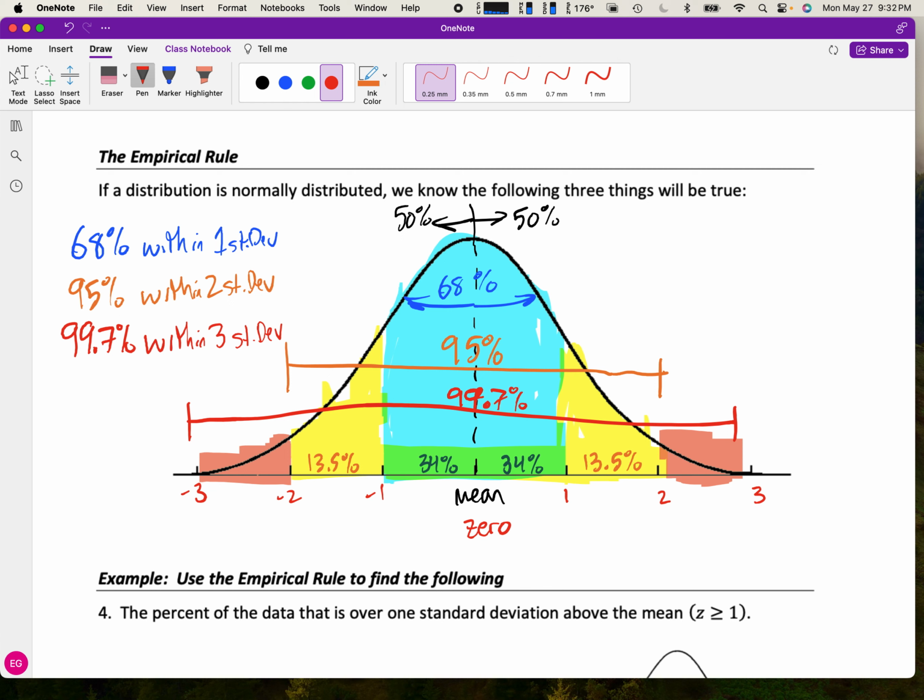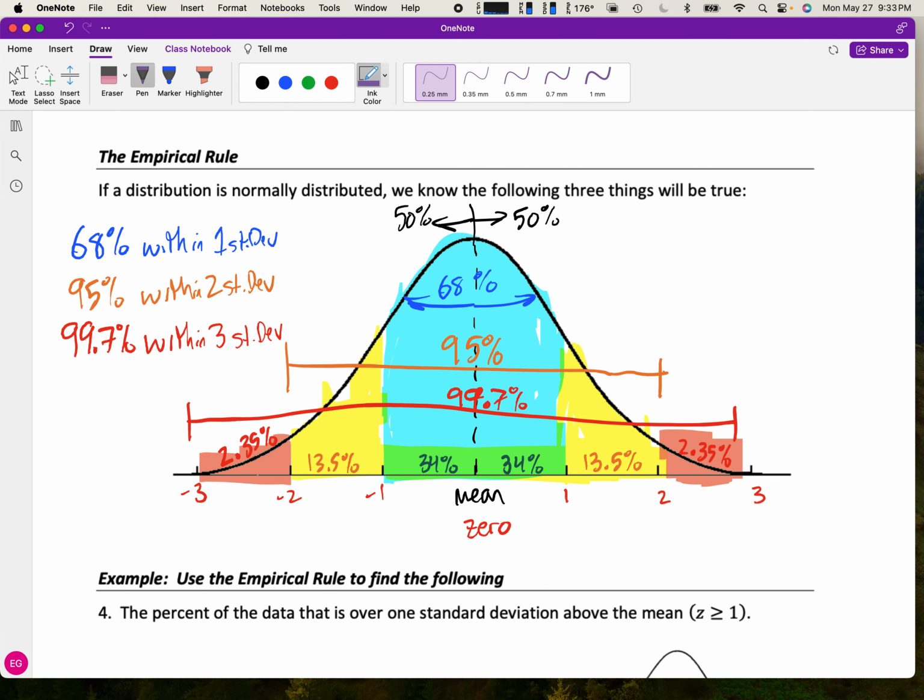99.7%. Same idea as we did before. We can take this value, we can cut it in half, and we'll get whatever that is. I can't do 99.7 in my head. And then we can subtract the 34 and subtract the 13.5, and we're going to get that this little sliver here between the 2 and the 3 is 2.35% on both sides here, 2.35%.